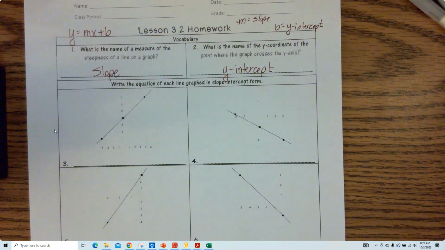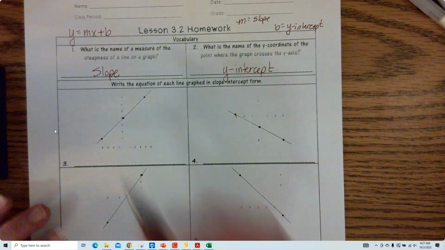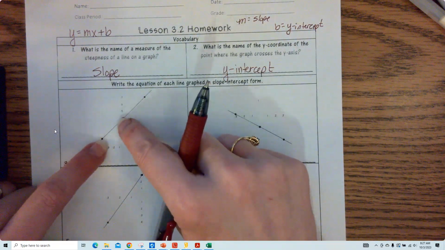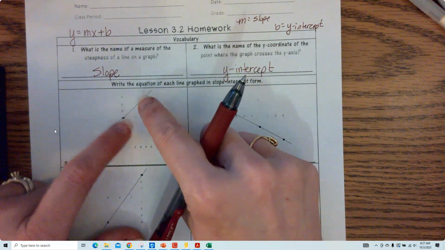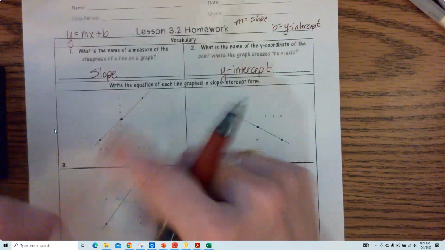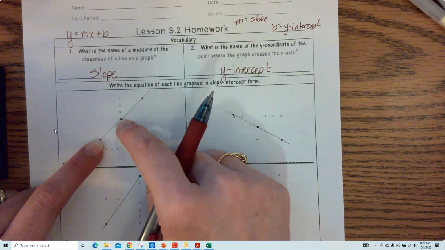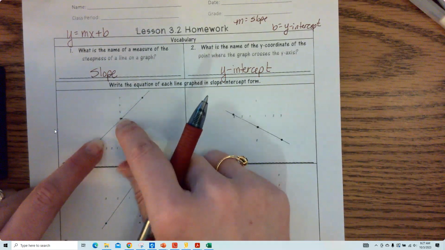All right, so from a graph, we have to do the same thing we did yesterday. We can count the slope, and then we can identify the y-intercept. It does not matter which 2 points you use. I could use these two, these two, or these two. Just make sure you're simplifying. I picked 2 that are close together because then I'm less likely to have to simplify.